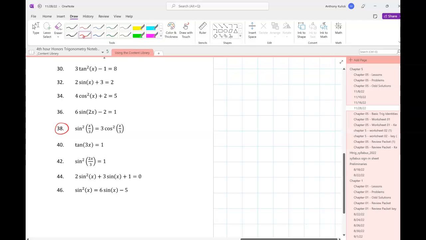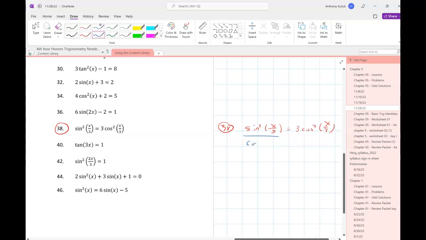So I notice that I have two different kinds of trig functions here, sine squared and cosine squared, right? So this is the trick. I'm going to divide both sides by cosine squared x over 3. And I'll show you why in just a second.